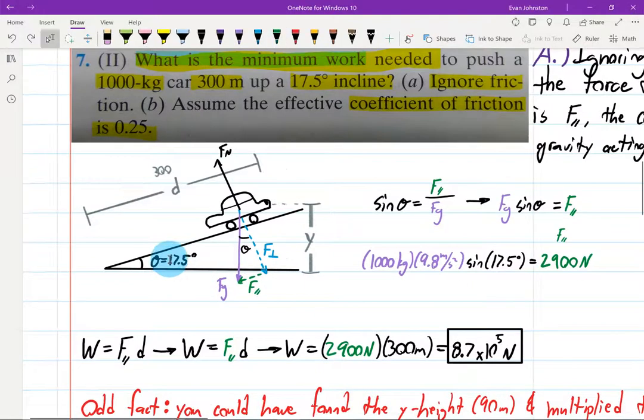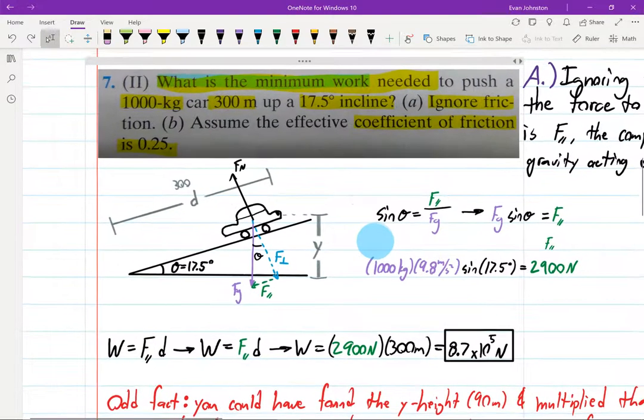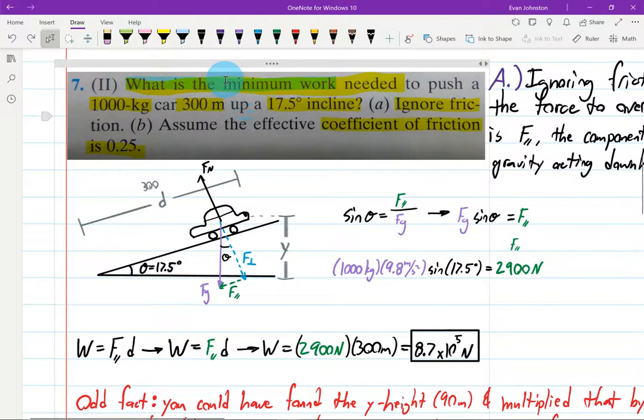And so we know the angle, and we know the distance up the slope is 300 meters. So essentially, we know the hypotenuse, we know the angle. If that's the case, I can find my vertical height here. And it says, what's the minimum work? And in part A, we are to ignore friction.